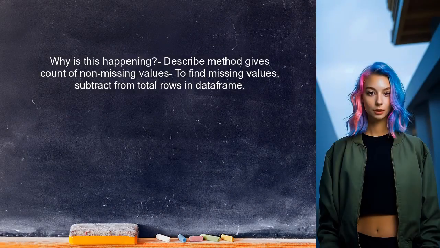So why is this happening? When you use the describe method in Spark, it gives you a summary of your data frame, including the count of non-missing values. To find the missing values, you need to subtract these counts from the total number of rows in your data frame.